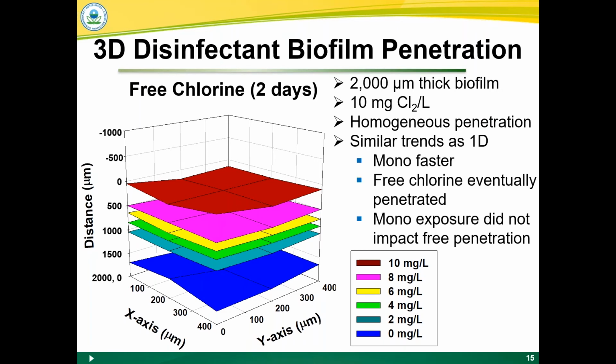And overall with the 3D work, what we found is we saw similar trends as the 1D. Monochloramine penetrated faster. Free chlorine did eventually penetrate if we gave it enough time. And again, if we exposed the biofilm completely to monochloramine first and then brought in free chlorine later, it was like the biofilm really never saw anything before the free chlorine. The free chlorine did what it wanted to do with or without being exposed to monochloramine first.